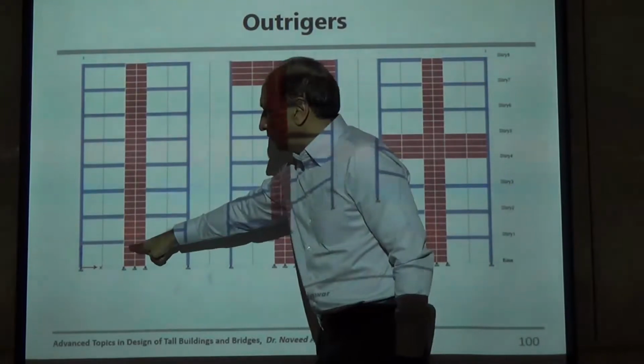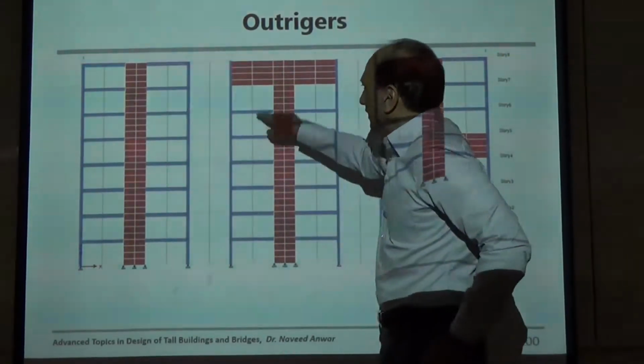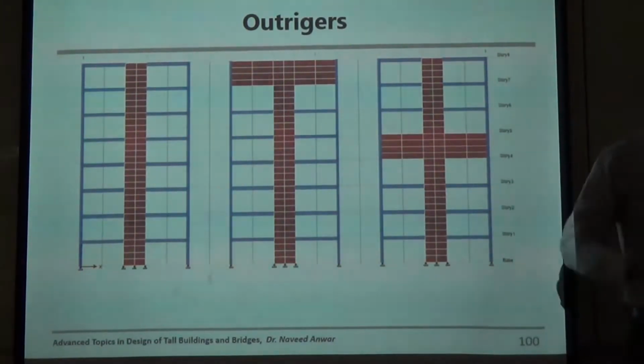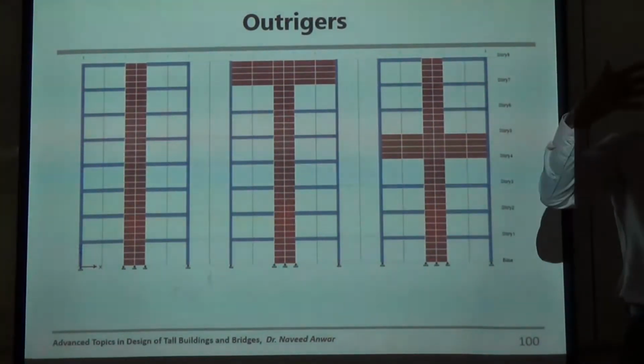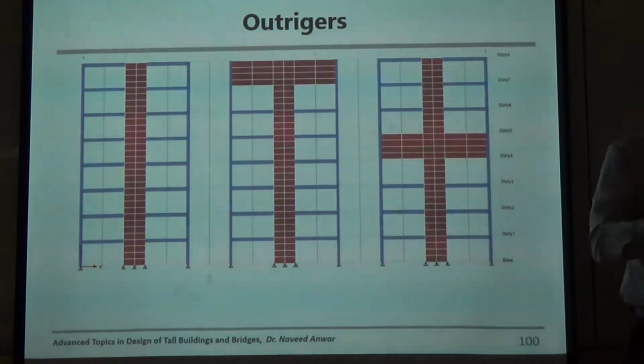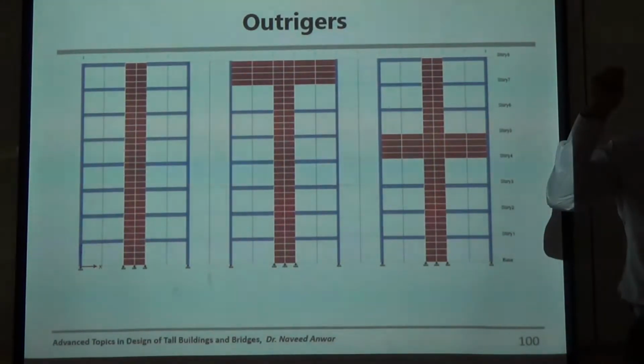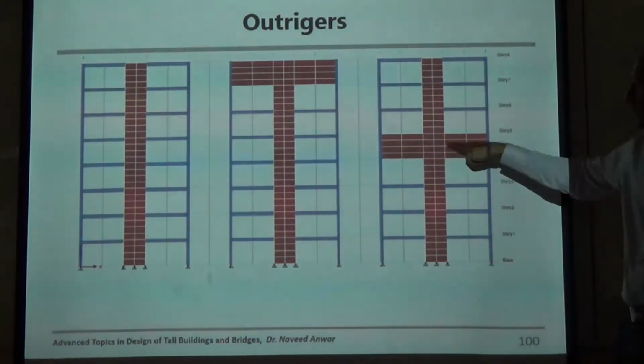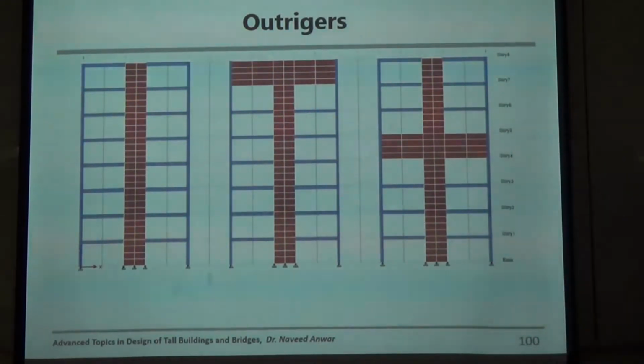This is the building without outrigger. Here I put the outrigger at the top. Sometimes we call it a hat. If you put the outrigger at the top, we call it hat, right? Don't confuse it with a normal hat. We're talking about this hat. And then the outrigger in the middle, and let's see the effect.